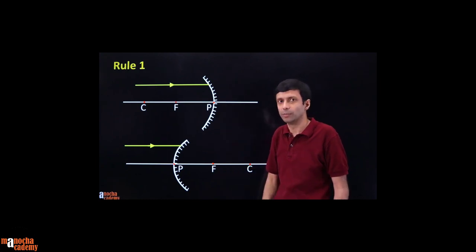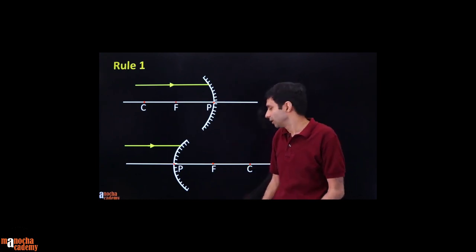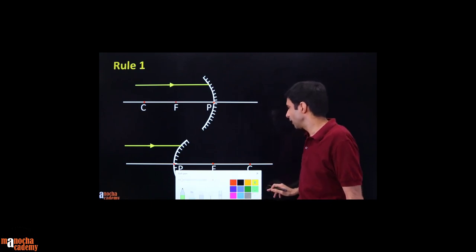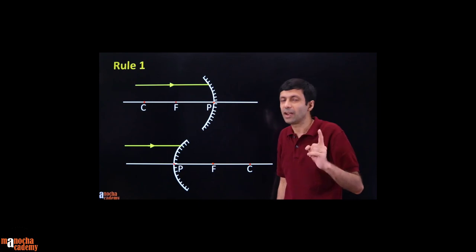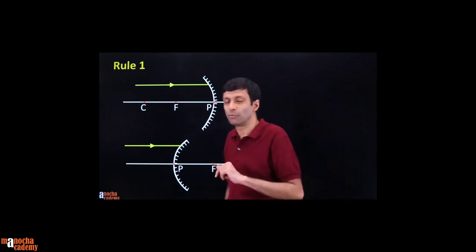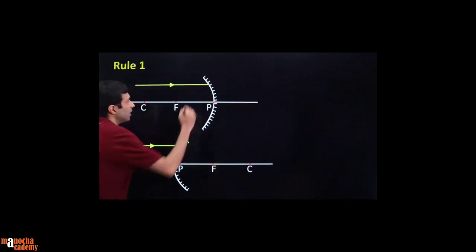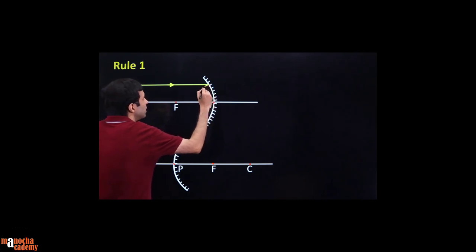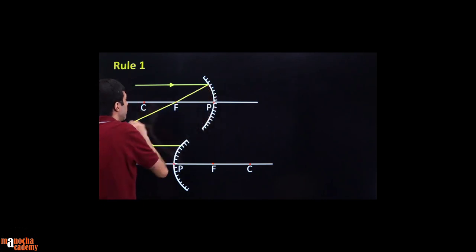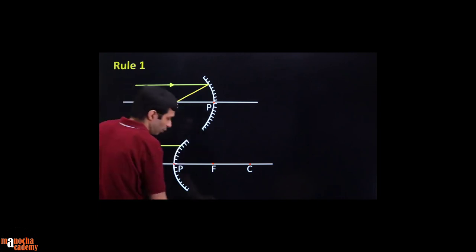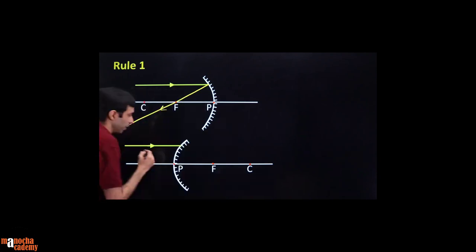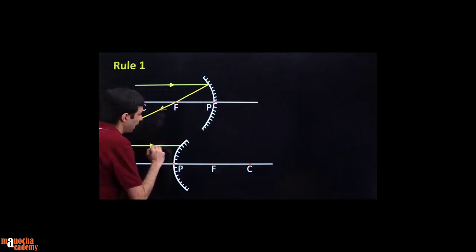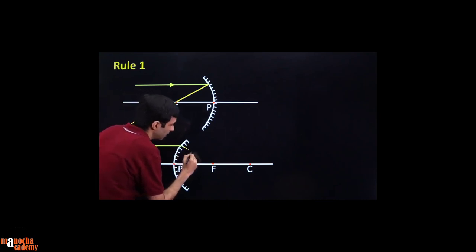Where does this ray go? What will happen here? This ray, after reflection, the rule is if it is parallel to the principal axis, the ray after reflection passes through the focus. So let's draw that here. After reflection, this ray is going to pass through the focus. There you go. Same thing in a convex mirror. It may look complicated, but same thing. But should you do this? The ray of light parallel to the axis passes through the focus.